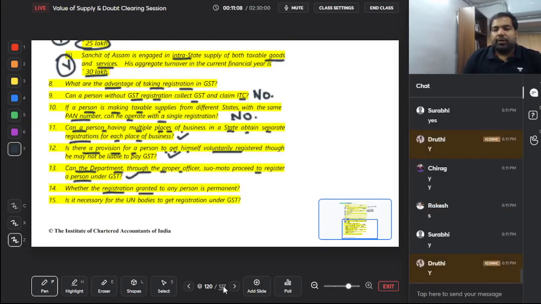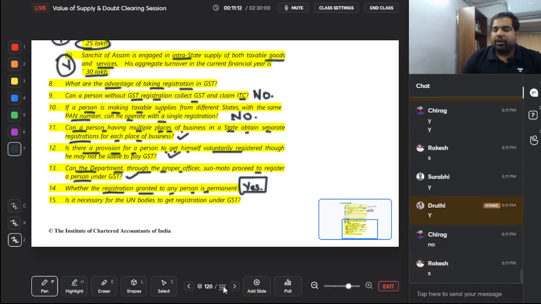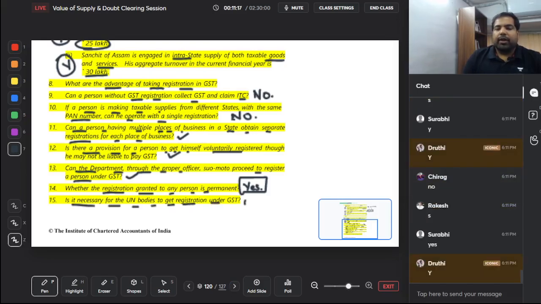Whether registration granted to any person is permanent? Yes, it is permanent till it is cancelled, guys. You never have to renew it. Is it necessary for the UN bodies to get registration? No, they only need to get a UIN.